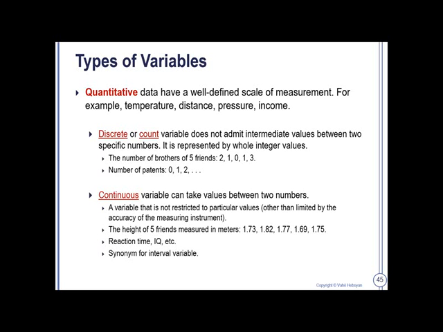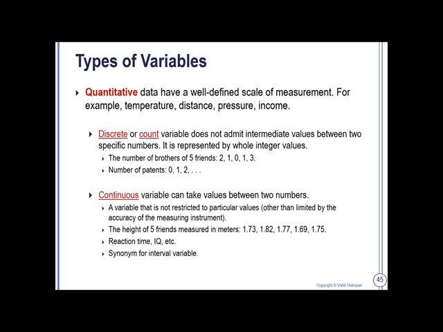Reaction time. How many seconds or how many minutes does it take to react to something? Or, for example, let's say how much time in days or years does it take for someone to develop certain symptoms of a disease and so on? Or what's the IQ level of the individual? Again, there's no restriction of what kind of value they can take and so on.